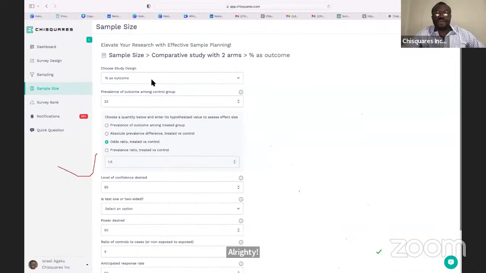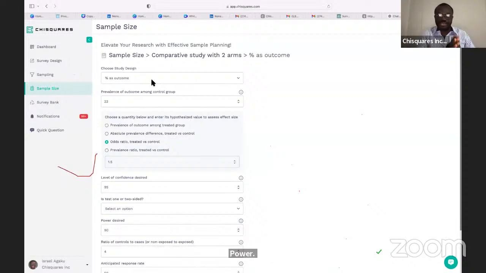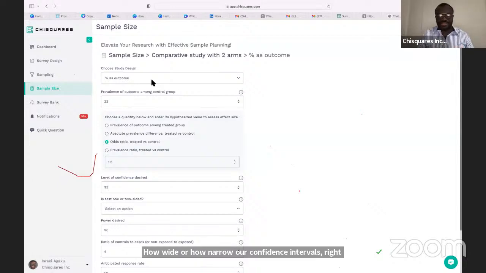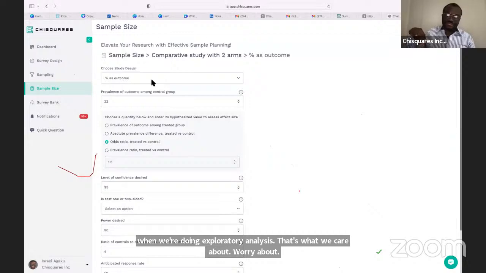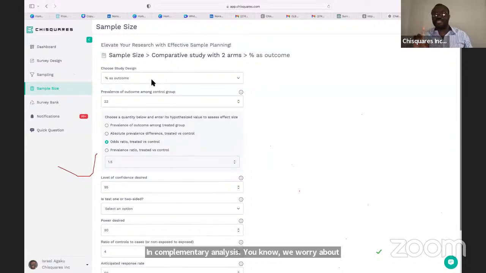All right, so for exploratory, right? Remember that there are two P's, precision and power, two very different things. Precision has to do with how wide or how narrow our confidence intervals are, right? When we're doing exploratory analysis, that's what we worry about. Whereas in confirmatory analysis, we worry about power. So please know the difference. Those two are not the same thing. Precision and power, very different things.